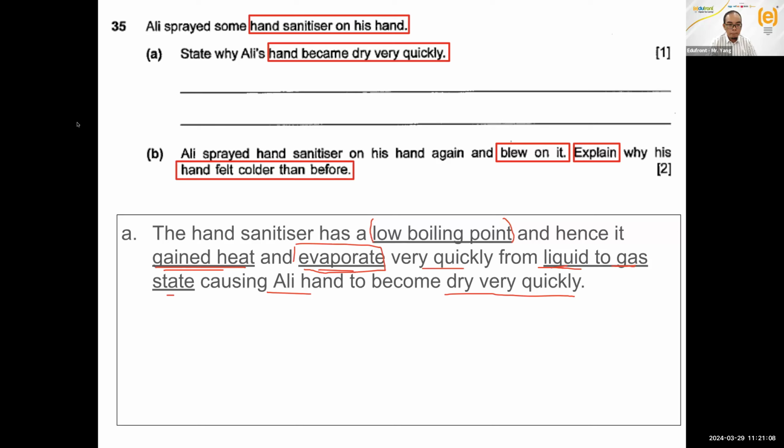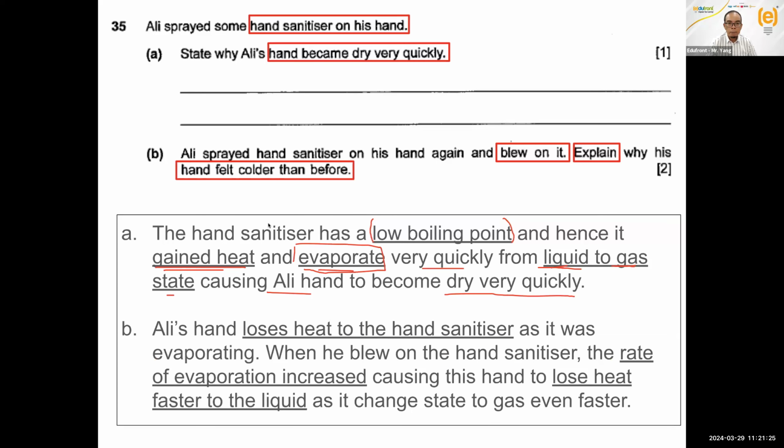Okay, part B. Ali sprayed hand sanitizer on his hand and blew on it. Now, we are going to bring another concept. When he blew on it, what happened? It increased the rate of evaporation. Okay. So we know from the first part that the hand sanitizer evaporates, right? When it evaporates, that's why our hand feels cold. Because the hand sanitizer gains heat.